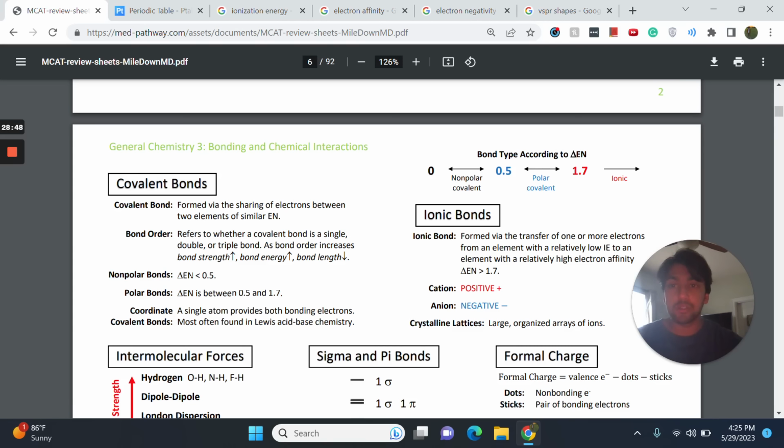And non-polar bonds is when the electronegativity difference between the two atoms that are sharing the electrons is less than 0.5. So something like H2 will have an electronegativity difference of 0, and so that's going to be a non-polar bond.